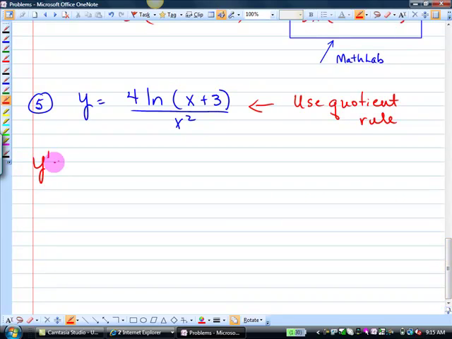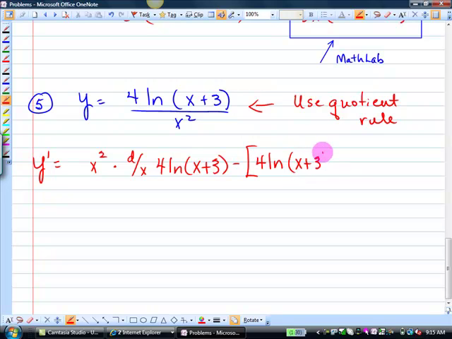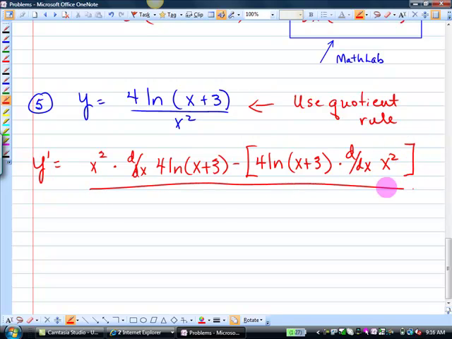Okay, so y prime is equal to x squared times the derivative of the top, which is 4 ln x plus 3, minus 4 ln x plus 3 times the derivative, that's a 2, of x squared, all over x squared squared.